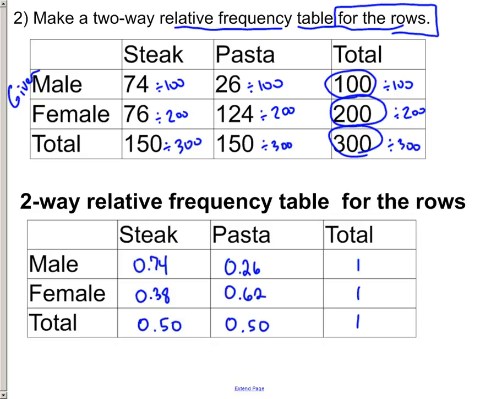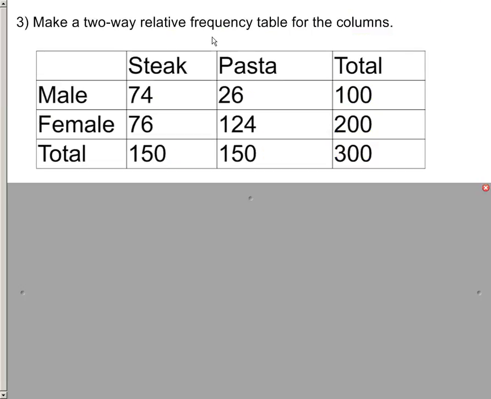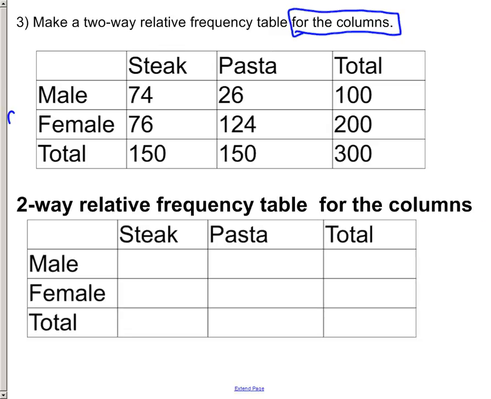Let's go on to number 3. This is the last one. It's almost the exact same thing, but they're asking for a relative frequency two-way table made for the columns. And what we do is, again, this is a given table. This is what I gave to you at the very beginning. You look at the columns. These are the vertical columns. So this is your total for this column.